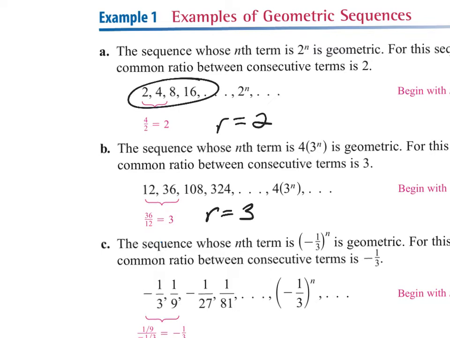Now, you are going to get numbers sometimes that are huge, and you're like, how am I supposed to know what the common ratio is? How did I get from this number to the next? All you have to do is take a term in the sequence. If I take 108, divide it by the term in front of it. What's 108 divided by 36? 3. What's 324 divided by the term in front of it, 108? 3. You can do that every time.